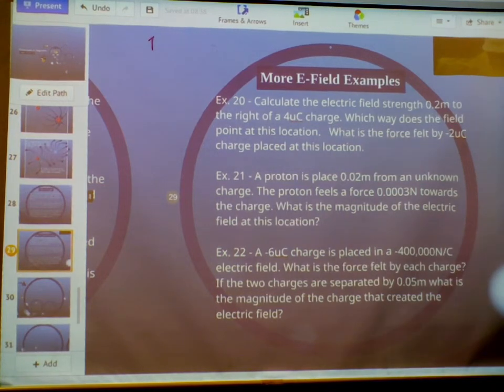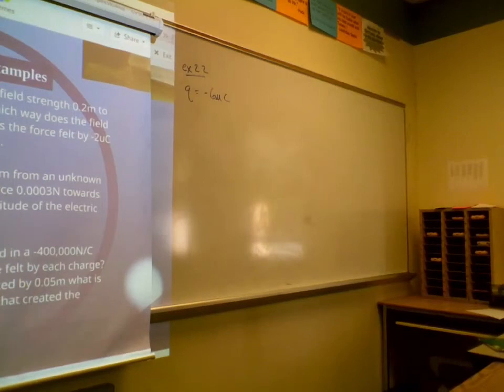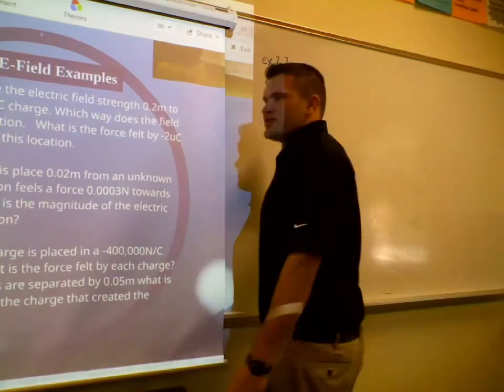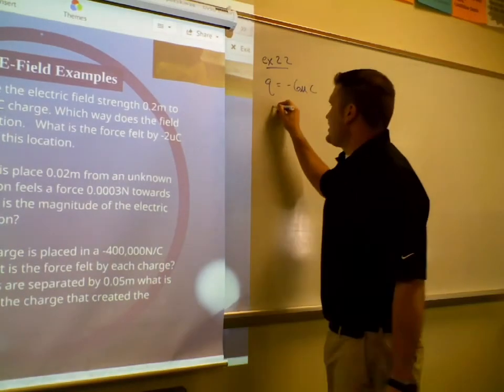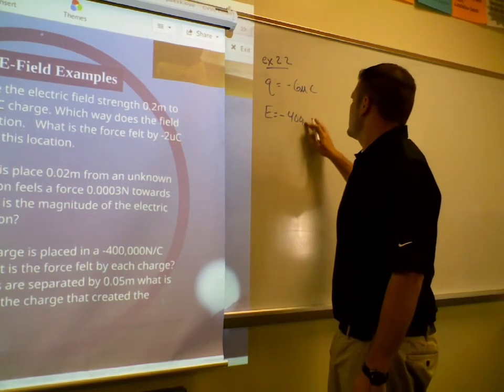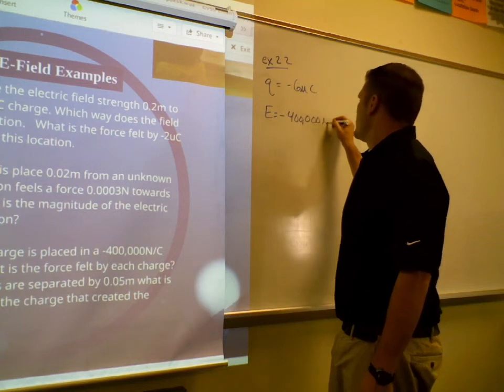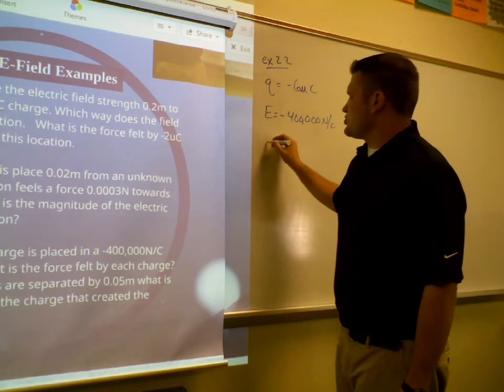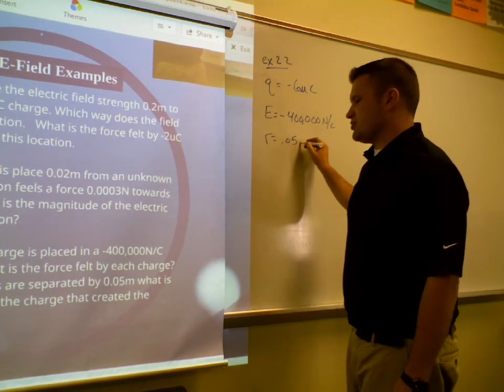Okay. So this one's a little more straightforward for you. That 6 microcoulombs is big Q or little Q? Little q is the one feeling the field, not creating the field. The charge experiencing the field. So little q is negative 6 microcoulombs. E is negative 400,000 newtons per coulomb. The two charges are separated by 0.05 meters.